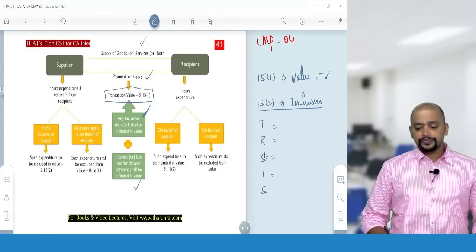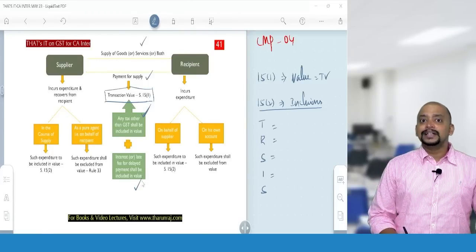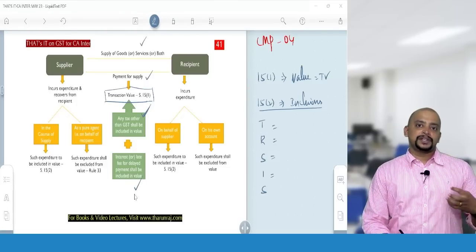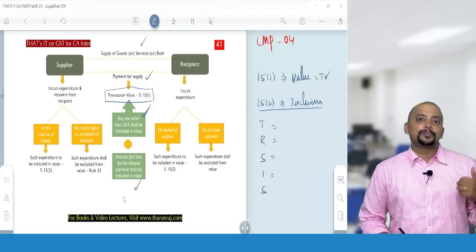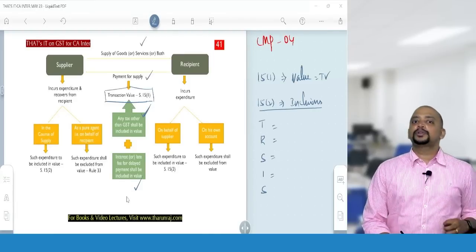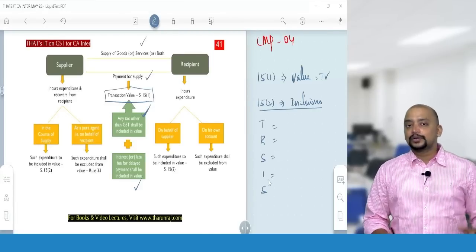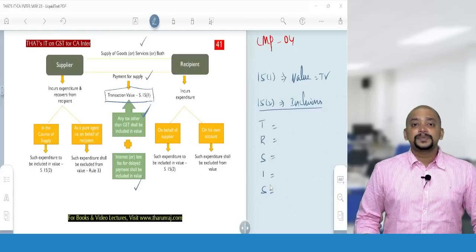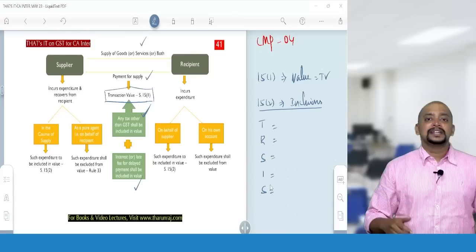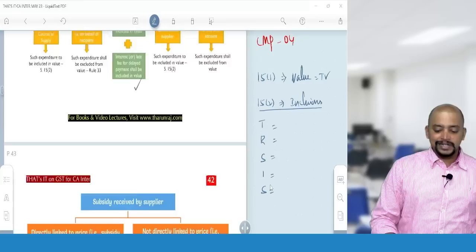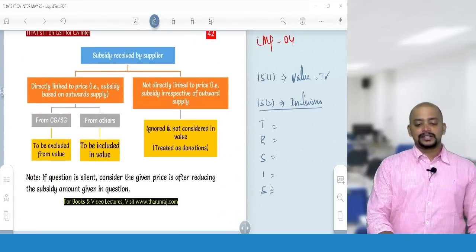in the value. Then I for interest, late fee or penalty for delay in receipt of consideration. So suppose the consideration is not paid on time, some extra amount will be collected for the delay in receipt of consideration, that should be included in the value. And then last is subsidies. Subsidies which are directly linked to the price, other than subsidy from central government or state government. So you can see the subsidy related point next.